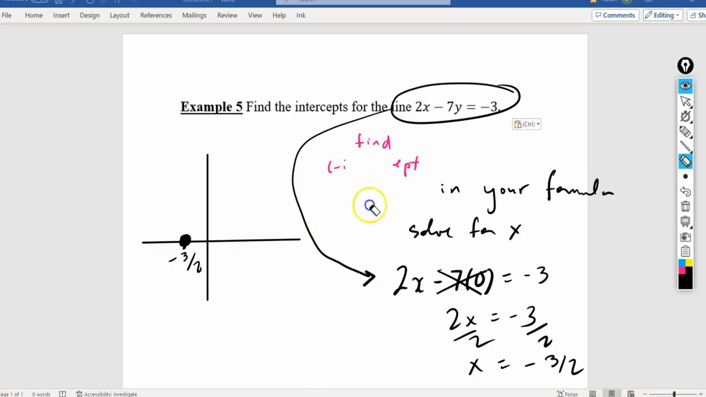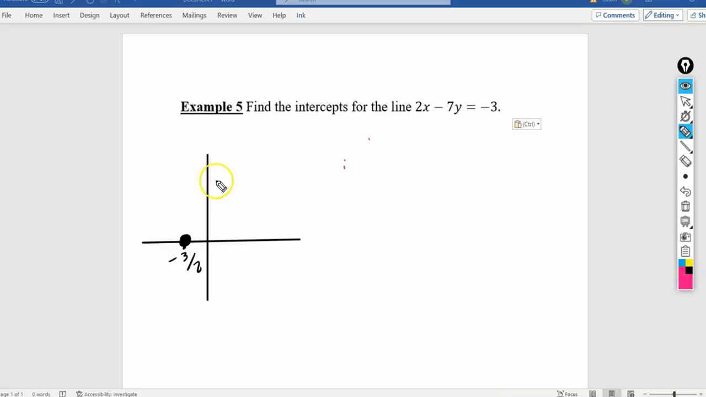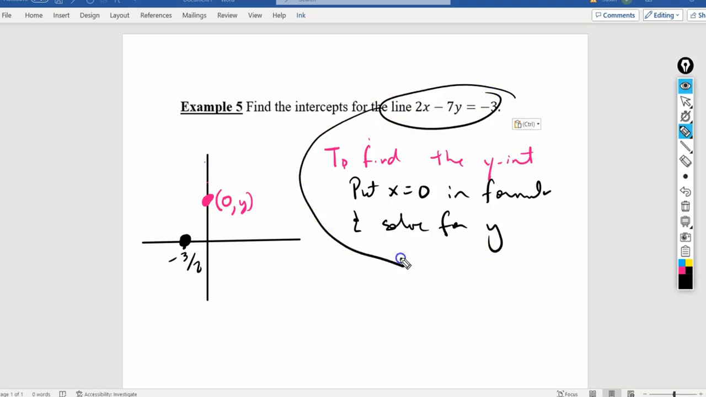Now, if I'm going to find the y-intercept, well, what is a y-intercept? It's the point where it intersects the y-axis. Now, what can we say about this point? I don't know what that specific y coordinate is, but the x coordinate is always going to be 0. Any point on the y-axis will have the x coordinate be equal to 0. So to find the y-intercept, what you want to do is put x equal to 0 in the formula and solve for y.